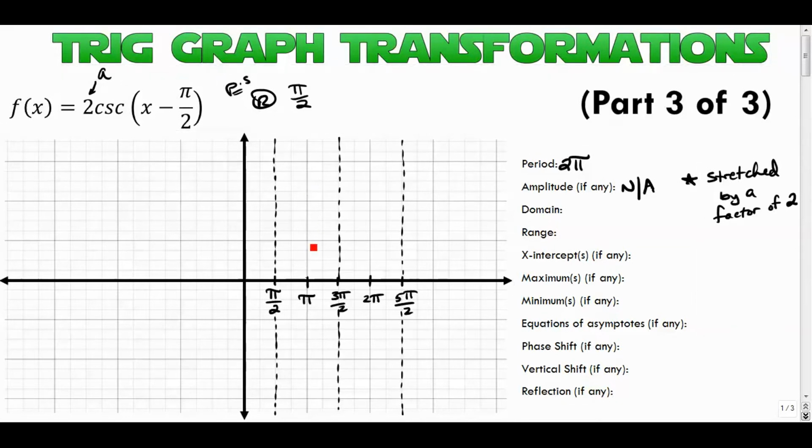And like I said, it just kind of gets bumped up. Normally it goes down here to positive 1. But now it's going to get bumped up to positive 2 and bumped down to negative 2.